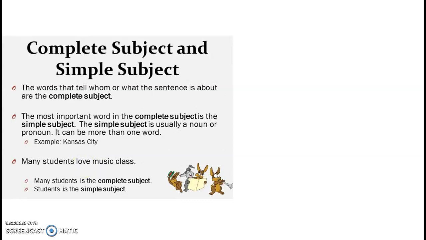Another example says, many students love music class. Let's analyze this to find out the complete subject and the simple subject. Many students is the complete subject. Why? Because we have two words referring to the same thing. Many, students. And the most important word there is students, obviously. So that is the simple subject. So remember that a complete subject could be more than one word referring to one element, and a simple subject is just one. It's just one noun or just one pronoun.